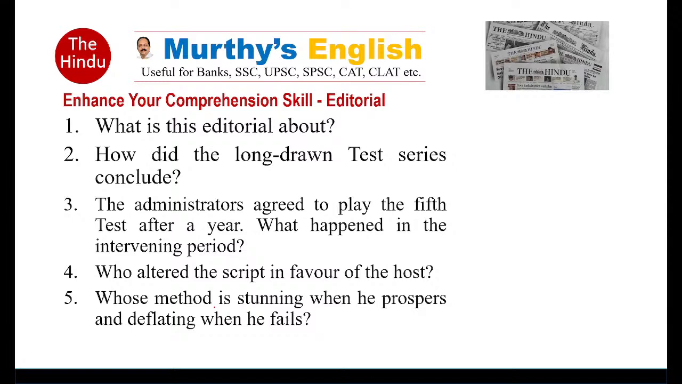Now let us go to comprehension questions to enhance comprehension skill. What is this editorial about? First question: how did the long drawn Test series conclude? It concluded in a particular way. So, how did it conclude? The administrators agreed to play the fifth Test after a year. What happened in the intervening period? This is like an introduction. After a year, what happened in the intervening period? You should be able to answer. Three things happened: two general, one on the sporting front.